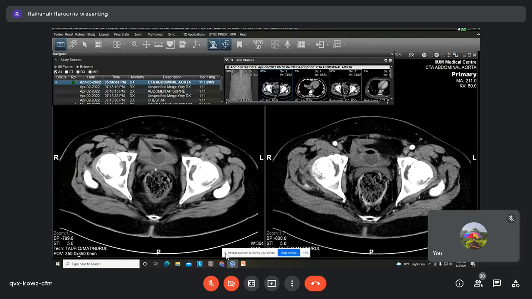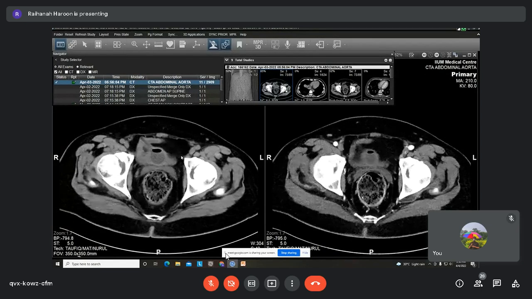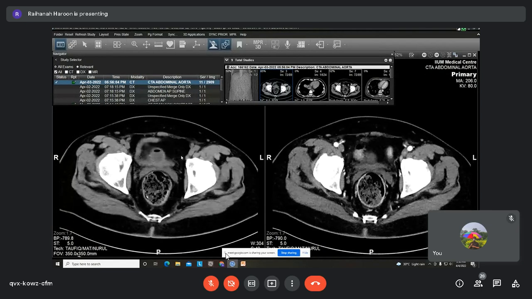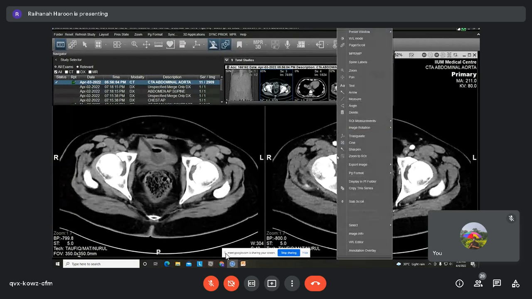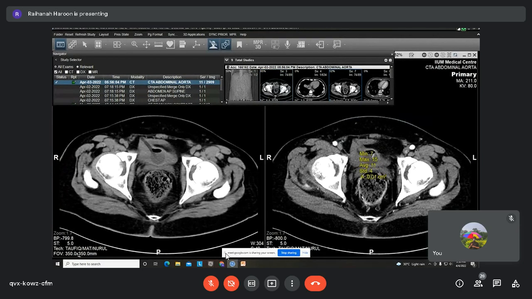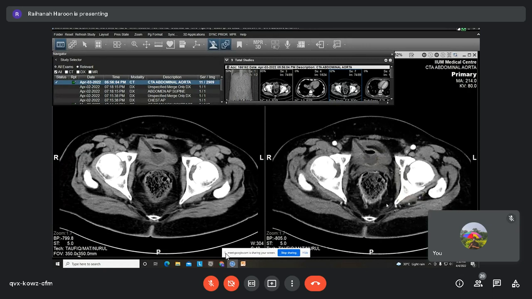For example, this is your Foley's catheter balloon, okay? Because the bladder is not so well distended, so I cannot show you the urine density. But the balloon is usually filled with saline, right? So again, do the ROI, put here. Fluid, if it's a clear fluid, is usually around 10, less than 20. So this is 11. Okay, the saline within your Foley's catheter.